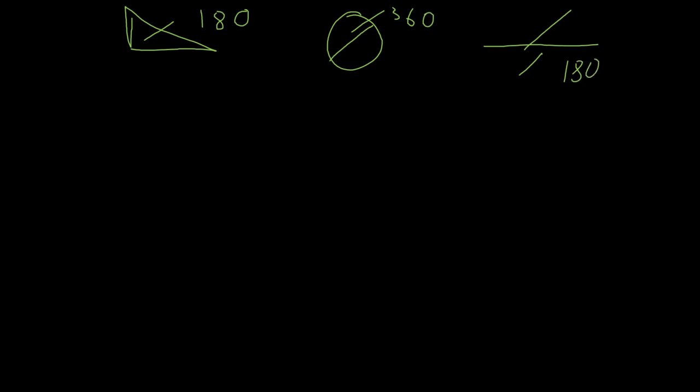So the first one we're going to go over is called the supplementary angle. With the supplementary angle, let's say that this is 50 right here. We know the entire line is 180. So to figure out this angle right here, we do 180 minus 50, which is 130. So this is called supplementary.